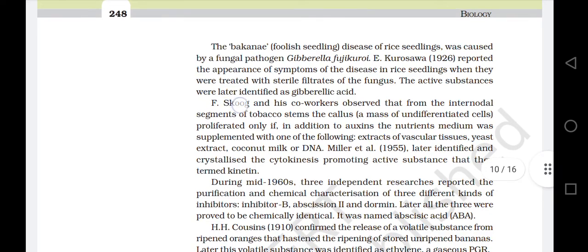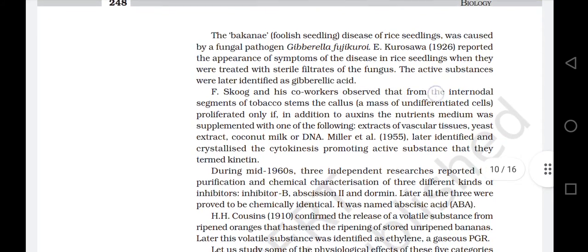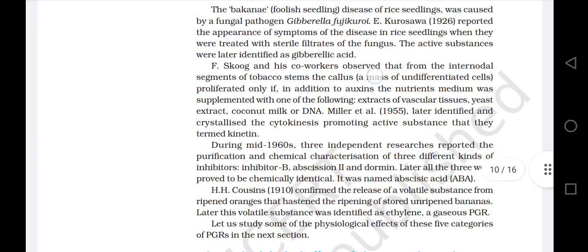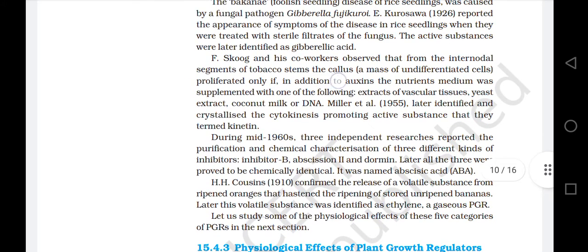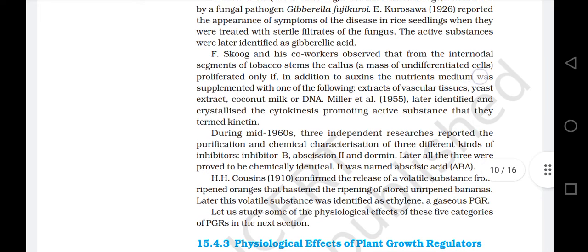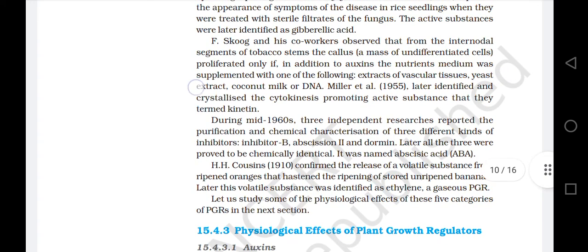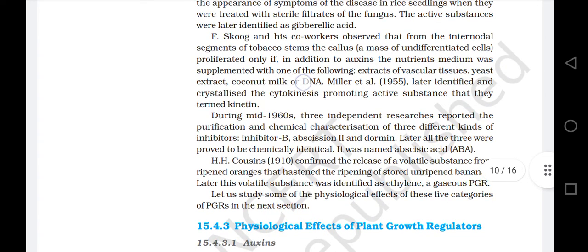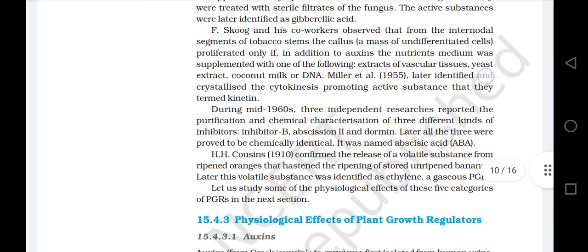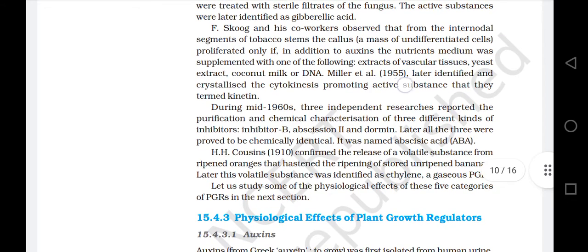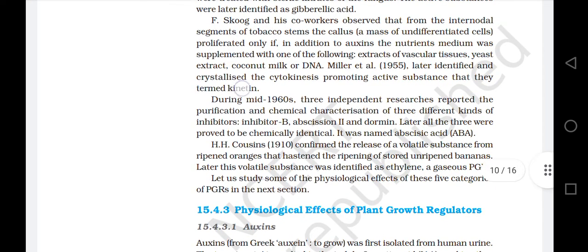F. Skoog and his co-workers observed that from the internodal segments of tobacco stems, the callus, a mass of undifferentiated cells, proliferated only if auxin was added. The nutrition medium was supplemented with one of the following extracts of vascular tissues: yeast extract, coconut milk, or DNA. Miller et al., 1955, later identified and crystallized the cytokinesis promoting active substance that they termed kinetin.